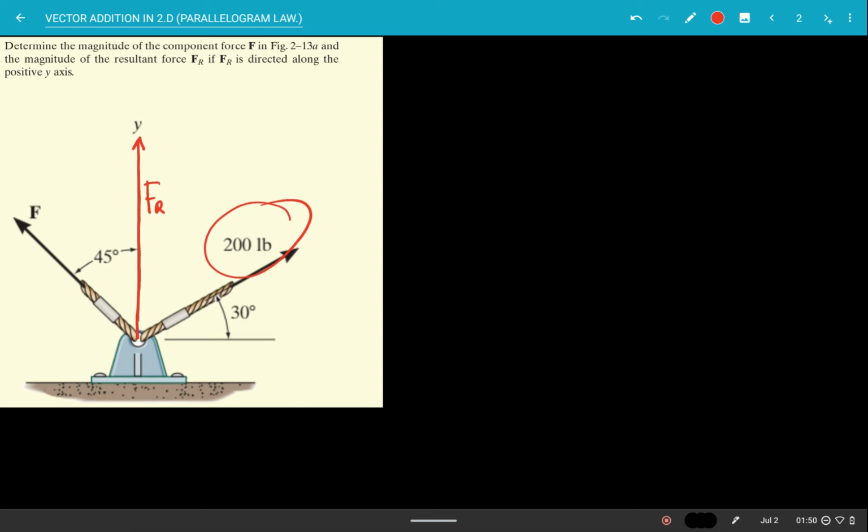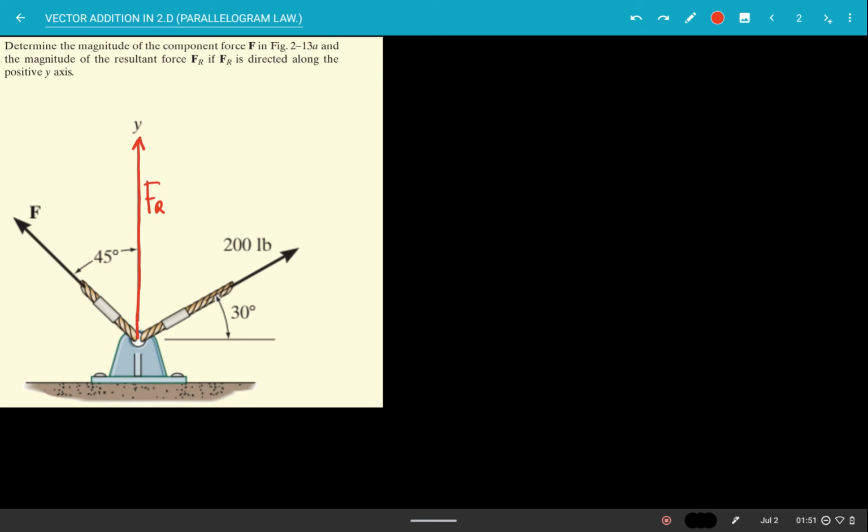Yeah. So we have the 200 pounds there. We also have the 30 degrees there and the 45 degrees there, and the F we're looking for, as well as the resultant we've just found right now. Okay, so now, how do we go about solving this? So we've been given some information about the resultant and some information about the missing component. We know that we have that 45 there.